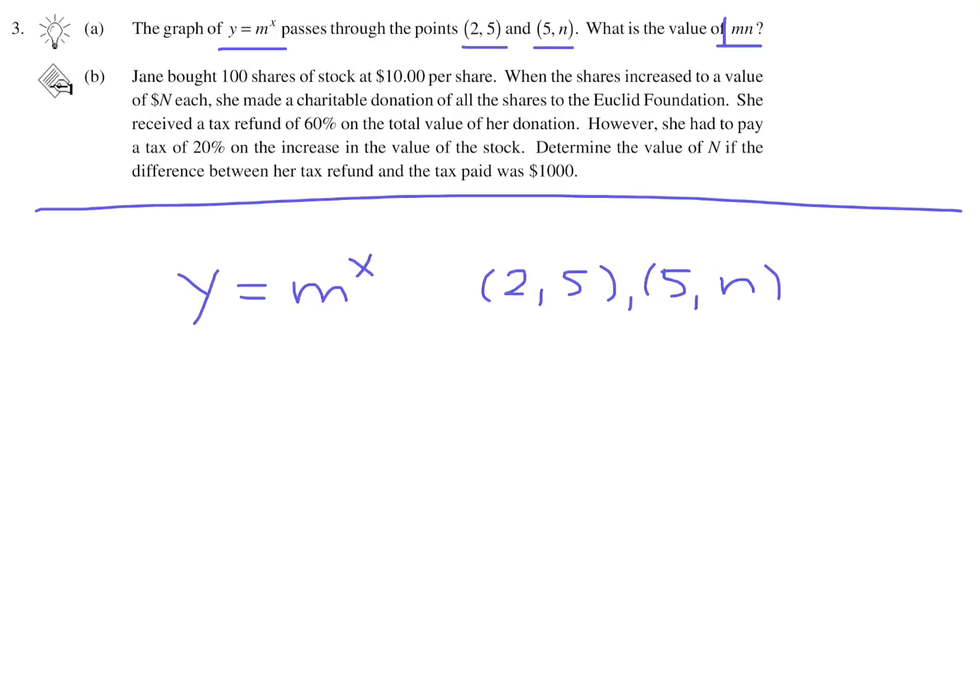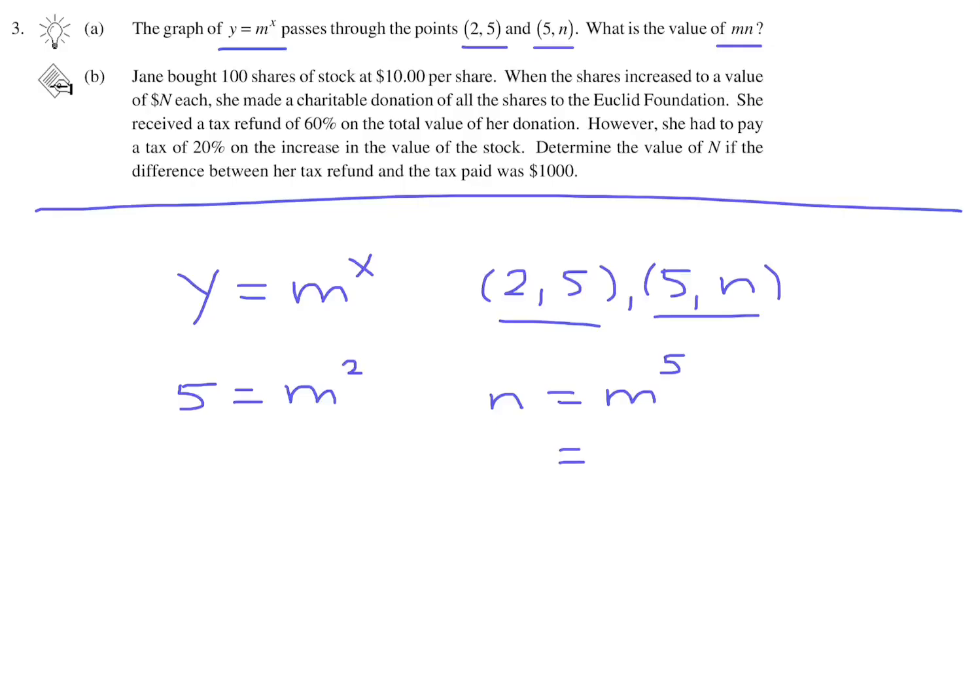So let's substitute these into each other. So let's start with 2, 5. So 5 is equal to m to the power of 2. And then let's put in 5, n. So we'd have n is equal to m to the power of 5. All right?